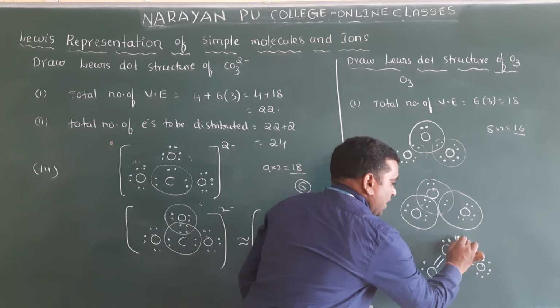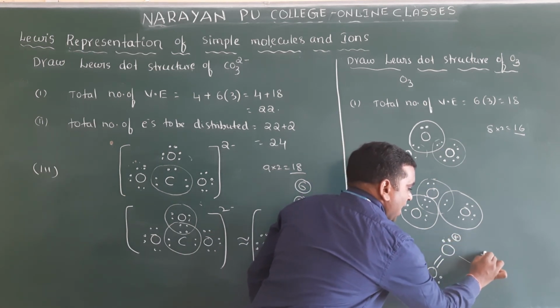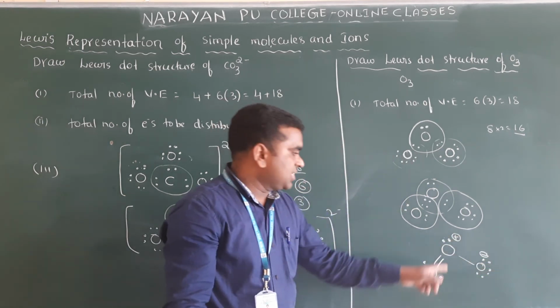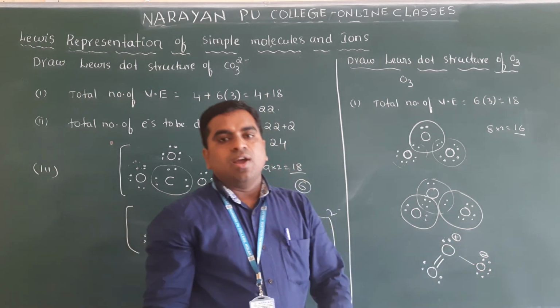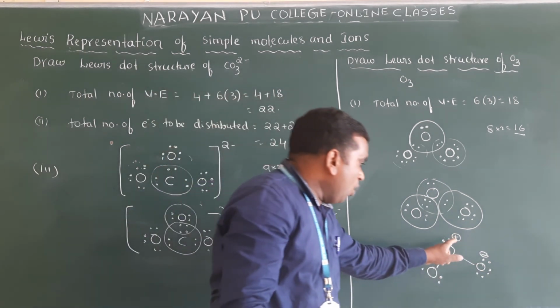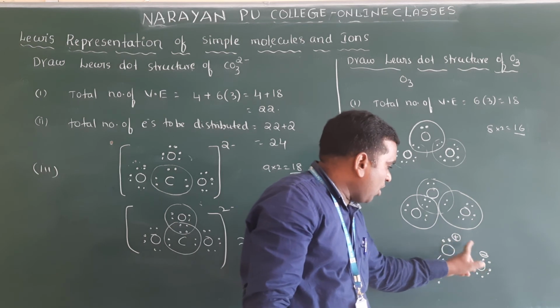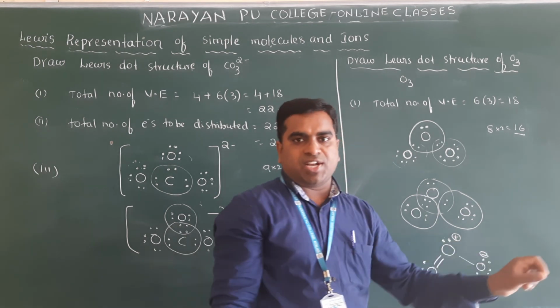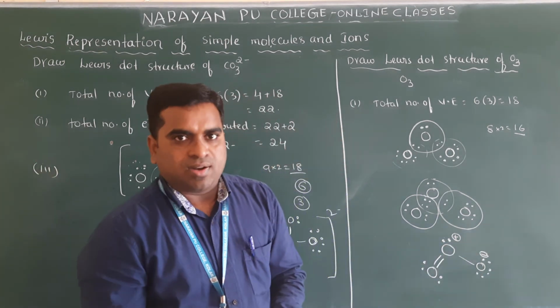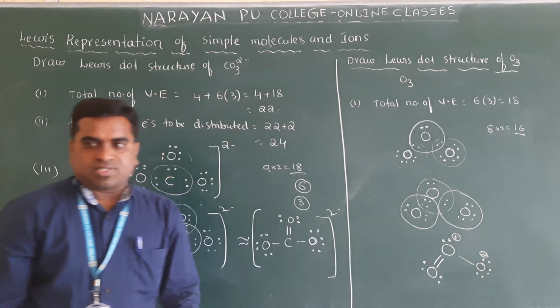But we have to write one positive charge here and a negative charge on this one. This charge we will call a formal charge. And how we have written the positive for this oxygen and the negative for this one, that we will discuss in the next class.